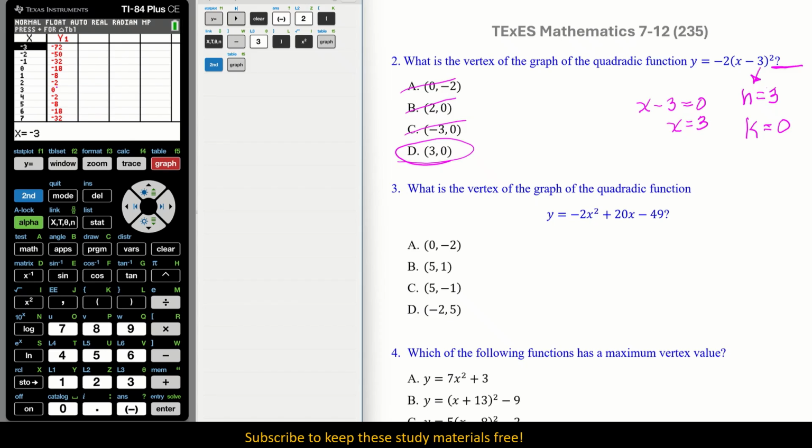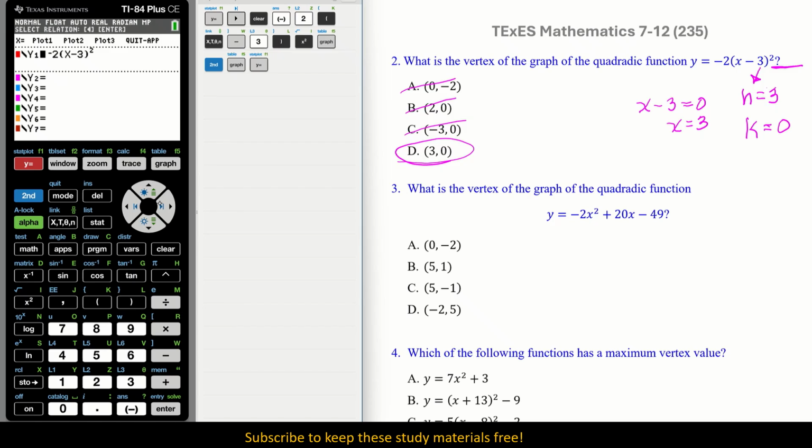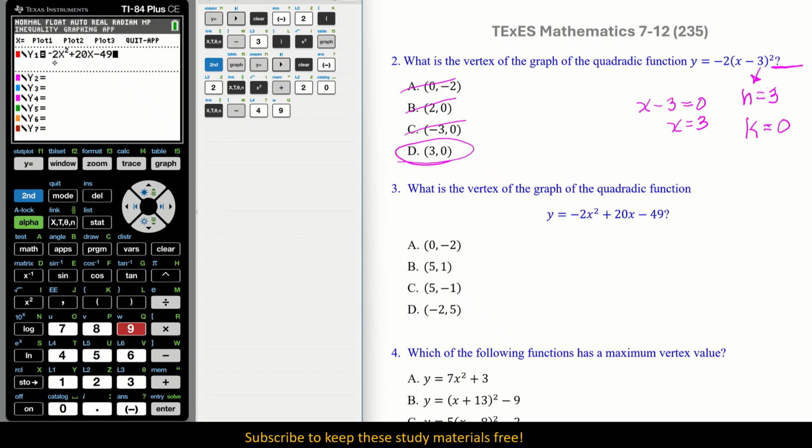What is the vertex of the graph of the quadratic function? Oh, we are definitely putting that in our calculator. So let's clear this out. And that's -2x squared plus 20x minus 49. Okay, verify that I entered it correctly. I've made a lot of mistakes with this lately.